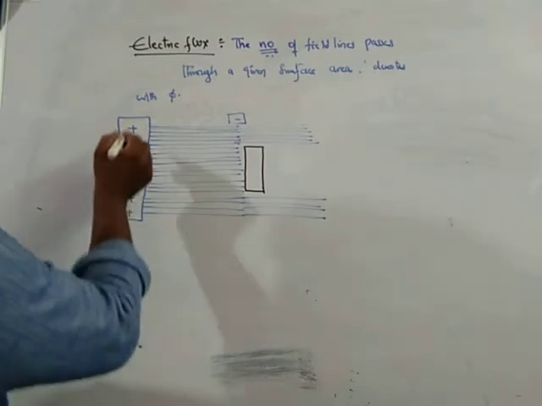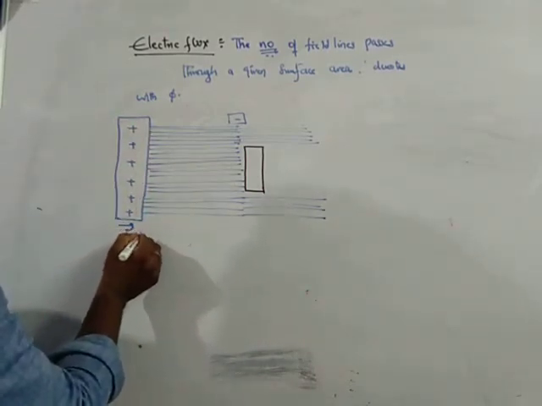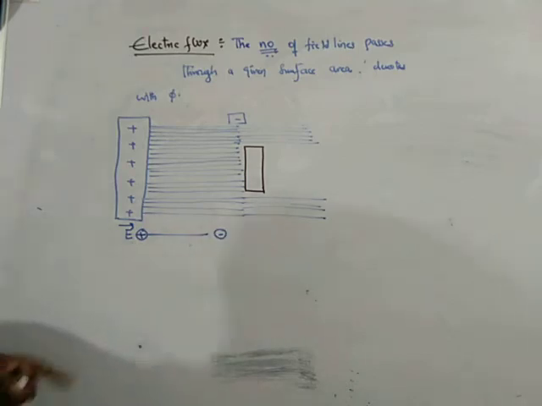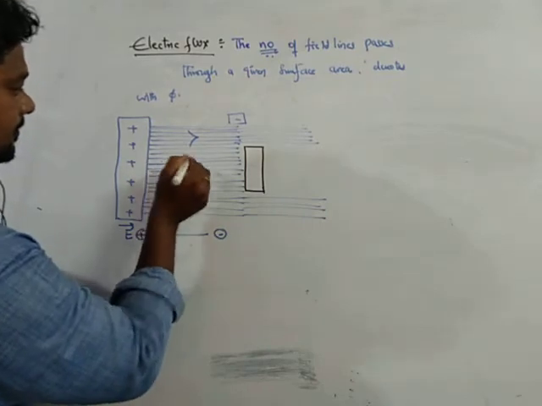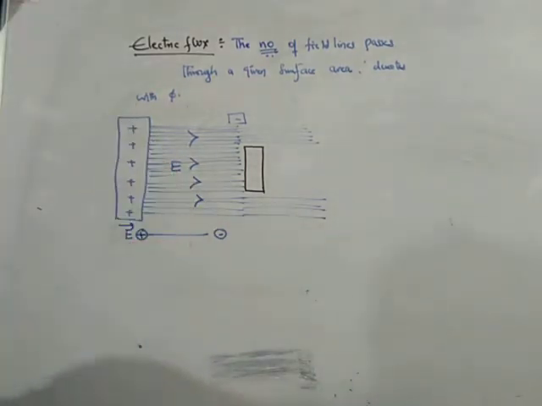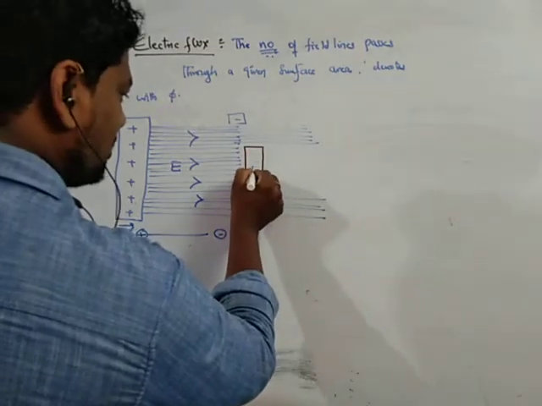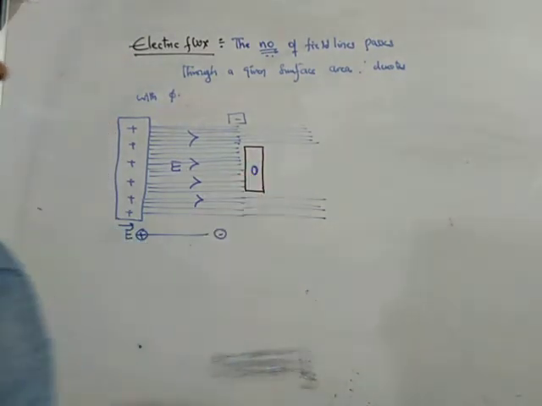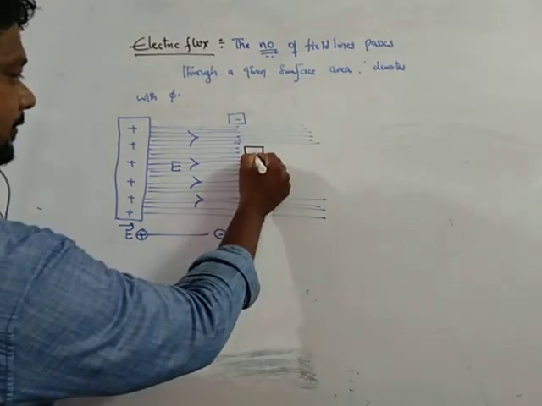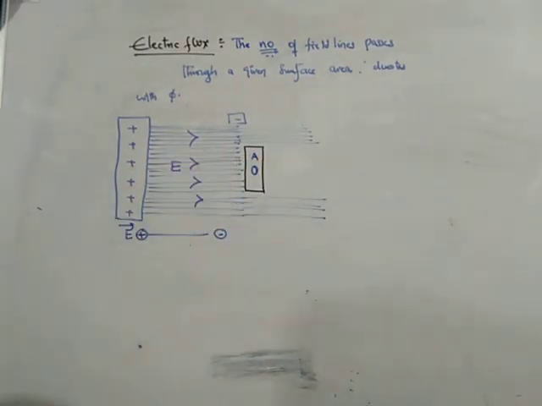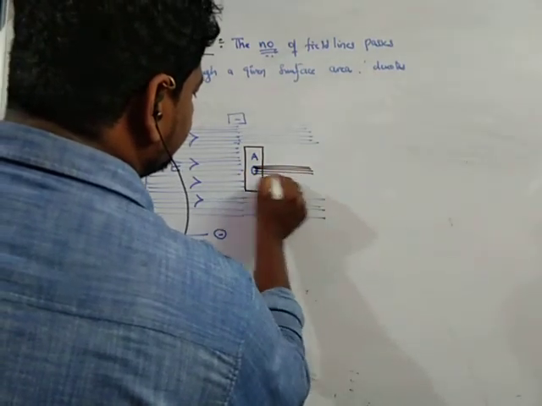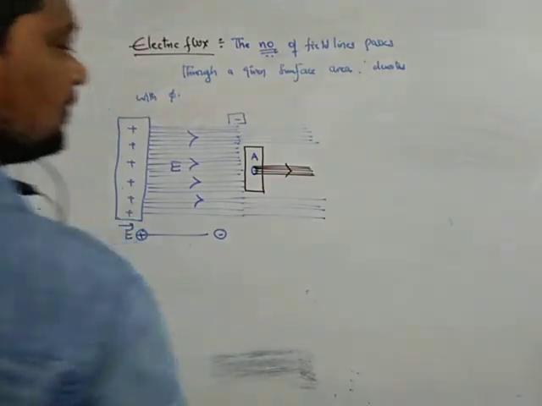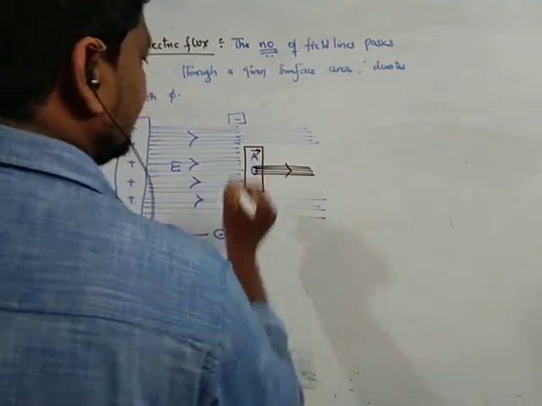What is the direction of field lines? The direction of electric field lines always starts from positive and ends at negative. So this is the direction of field lines. Whatever the substance we consider, suppose I place a small hole here with a particular area. Whenever we place the hole, the field lines automatically come out from that hole. And this is the direction of area.